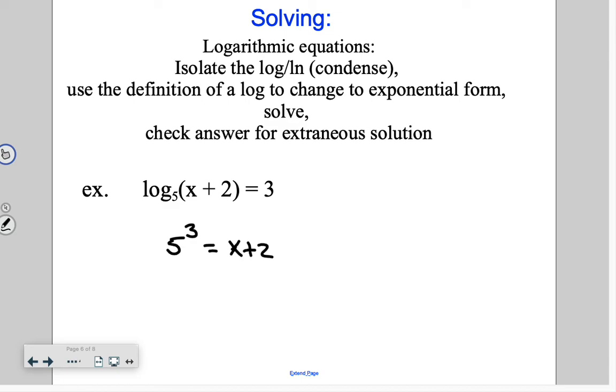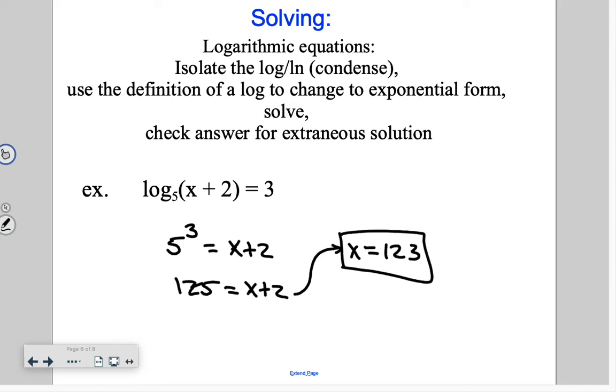I said this gets a lot easier because now we can pretty quickly solve for x. What's 5 cubed? 125 is equal to x plus 2, and therefore x equals 123. If we double check real quickly, I said you should always check for extraneous solutions. If I plug 123 back in, the argument is 125. Is the log base 5 of 125 equal to 3? Yeah, 5 to the third power does give you 125. Okay, so we've got a correct answer. There's no extraneous solution on this one.